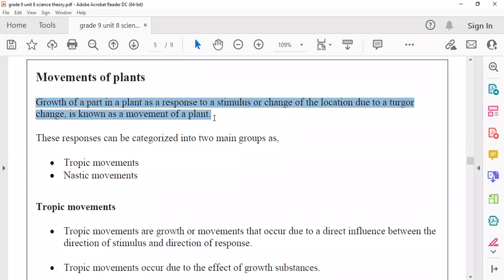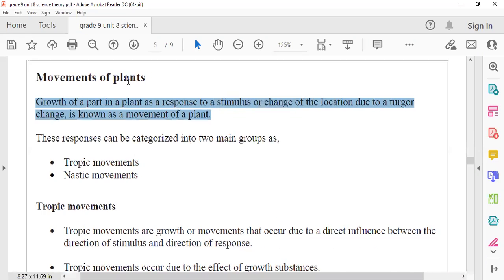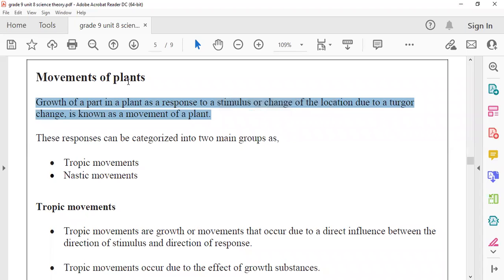So what is movement of the plant is defined to you. What is movement of the plant? Growth of a part of a plant as a response to a stimulus, or change in the location due to the change, is known as movement of a plant. After understanding the movement, this portion will be easy for you, so I'm not spending time on giving an explanation.